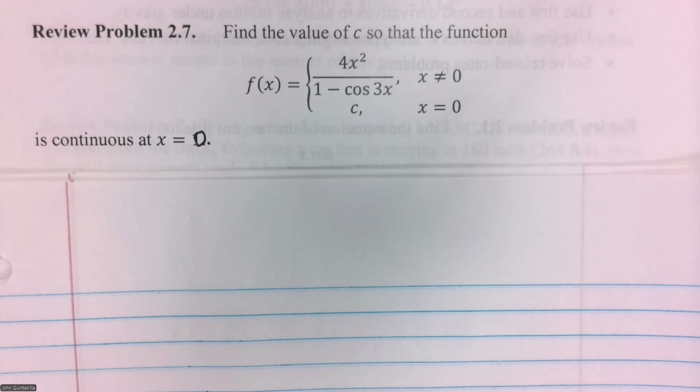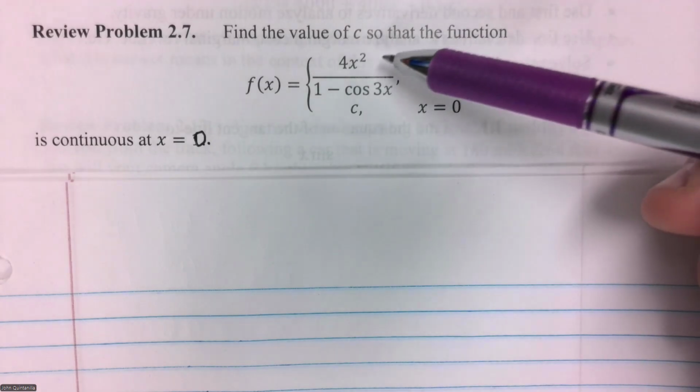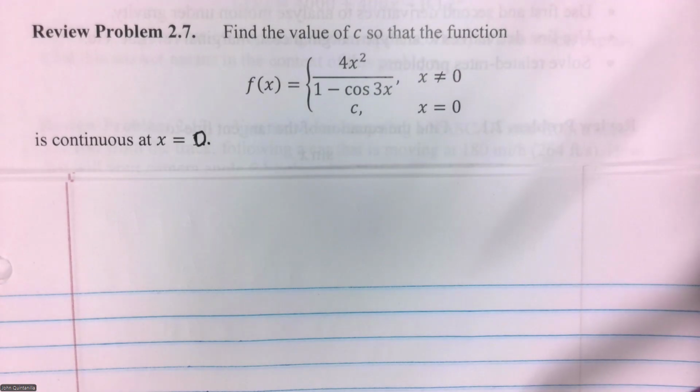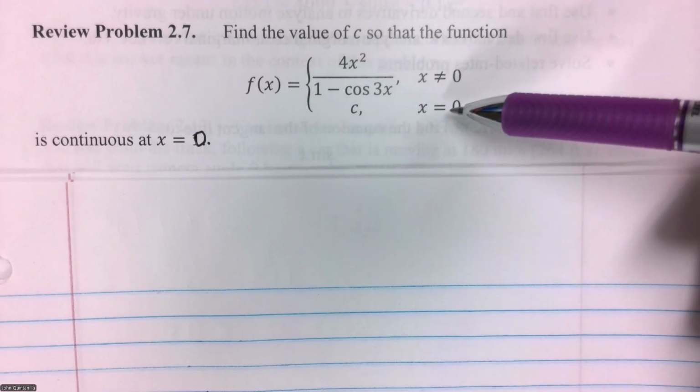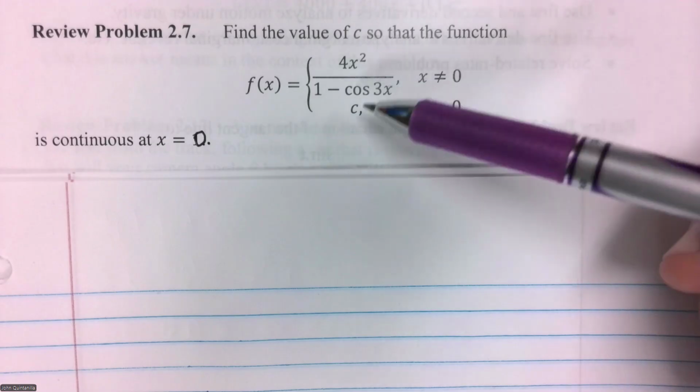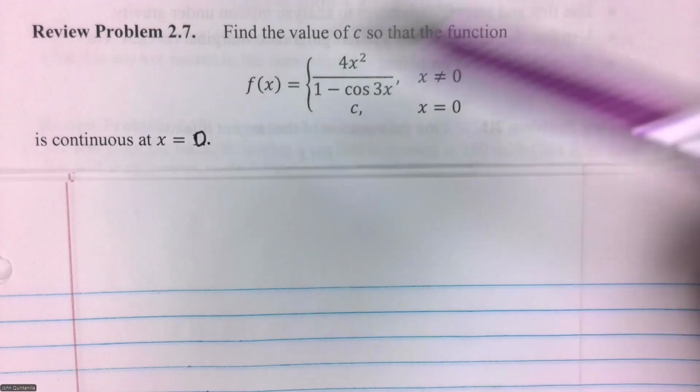For this problem, we're going to take a look at this piecewise defined function where f of x is equal to 4x squared over 1 minus cosine of 3x as long as x is not equal to 0, and it's equal to c if x is equal to 0. And we're supposed to figure out the value of c that makes this continuous at 0.